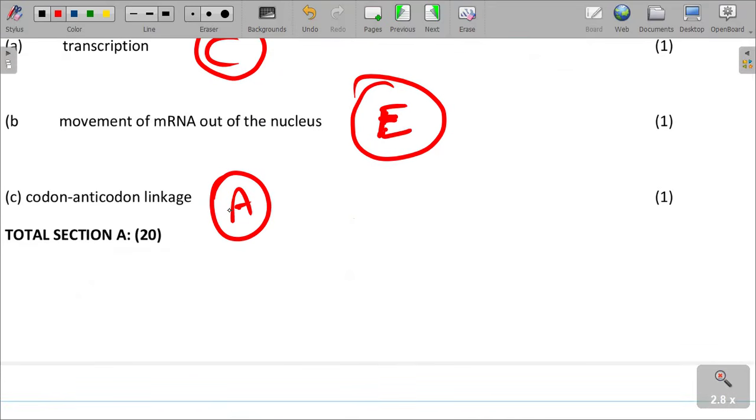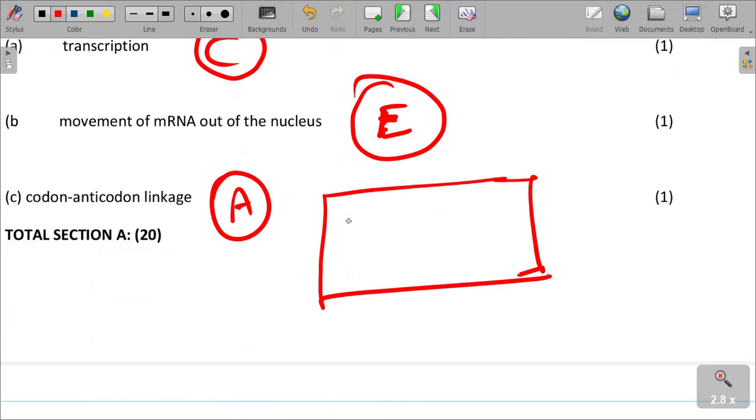Remember that the pairing or linkage is always complementary. I want you to understand that A pairs with what? With U, and G pairs with C. That pairing should always be remembered. That's how the linkage takes place. So please, class, take note of that. Don't miss it. It might come like that in the next paper.